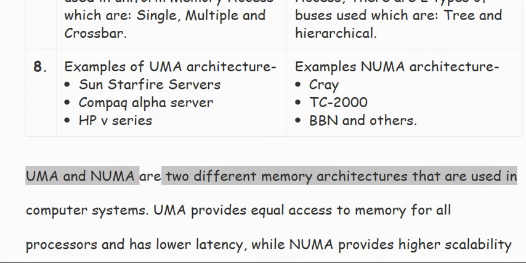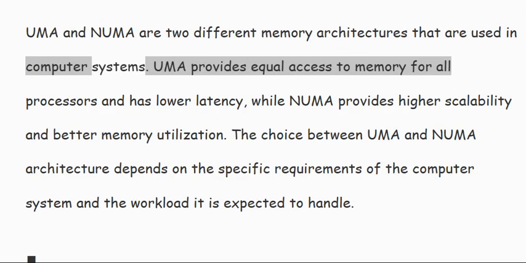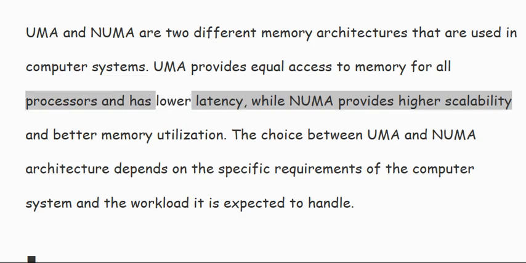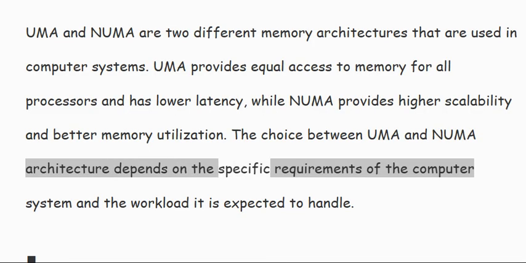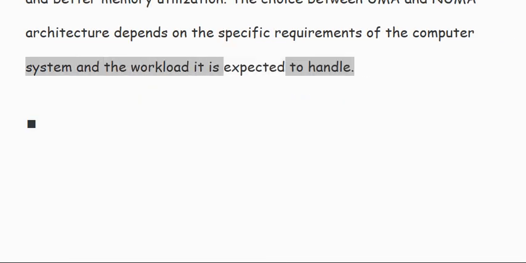UMA and NUMA are two different memory architectures that are used in computer systems. UMA provides equal access to memory for all processors and has lower latency, while NUMA provides higher scalability and better memory utilization. The choice between UMA and NUMA architecture depends on the specific requirements of the computer system and the workload it is expected to handle.